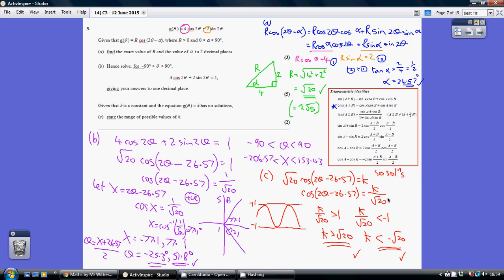So dividing through by root 20, I get this, and then for me to have no solutions, when I cos something and get no solutions, what do I know? I need to be getting values above plus 1 or below minus 1. That would give me no solutions when I cos it. So I have k over root 20 being either greater than 1 or k divided by root 20 being less than minus 1. Multiplying both by root 20, I get k being either greater than root 20 or k being less than minus root 20.